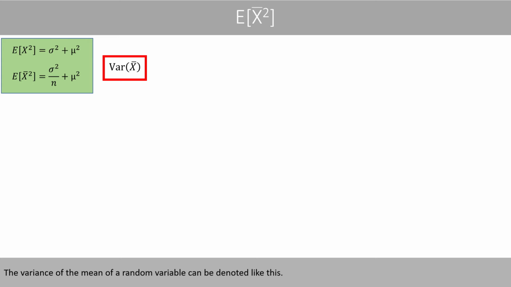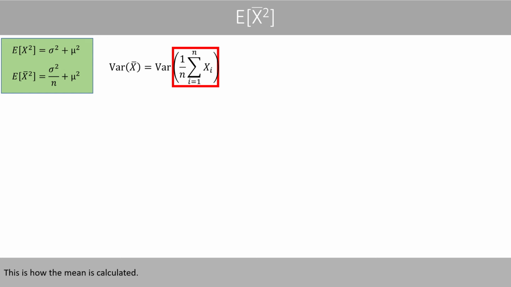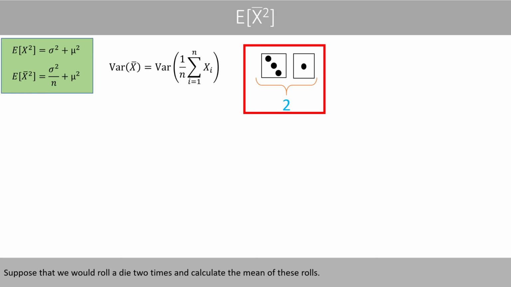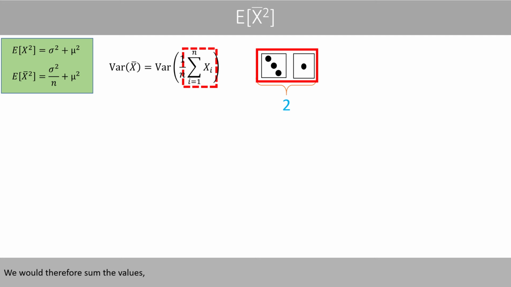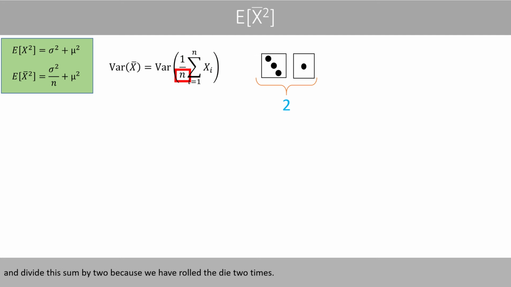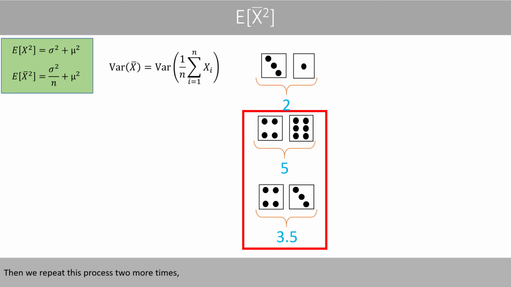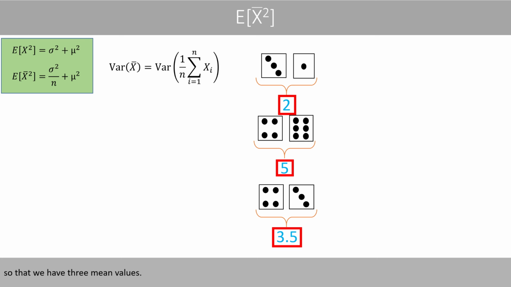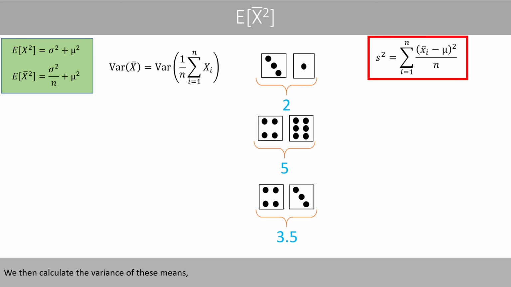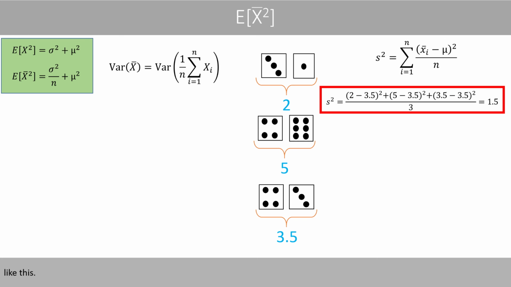The variance of the mean of a random variable can be denoted like this. This is how the mean is calculated. Suppose that we would roll a die 2 times and calculate the mean of these rolls. We would therefore sum the values and divide this sum by 2 because we have rolled the die 2 times. Then we repeat this process 2 more times, so that we have 3 mean values. We then calculate the variance of these means, like this.